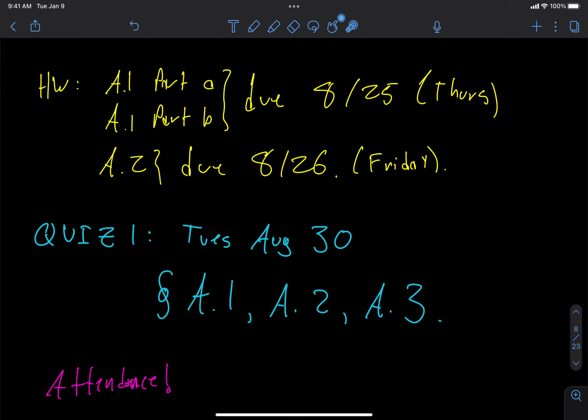What's the quiz? A.1, A.2, and A.3 are going to be the sections which are relevant for the quiz. So that's going to be all the stuff we've done so far, plus integer exponents, polynomials, and factoring in A.2, and then A.3 is going to be rational expressions. Okay, so talking about fractions with polynomials in the top and bottom. You're going to factor them, multiply them, add them, and that's pretty much it.